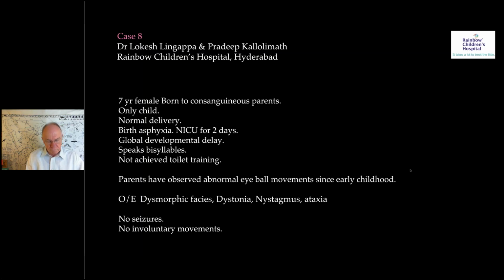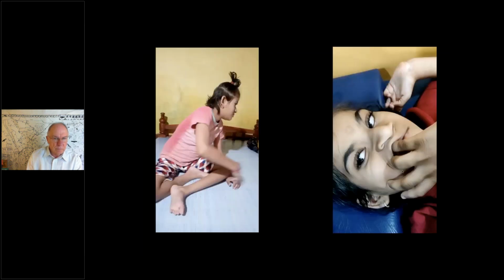Child has global developmental delay. At this age, she speaks only in bisyllables. Has not achieved toilet training. Parents have observed abnormal eye movements since early childhood. On examination, child has dysmorphic facies, dystonia, nystagmus, and ataxia. No seizures and no involuntary movements. We have videos of the child if Dr. Lokesh or one of the clinicians can demonstrate the findings.